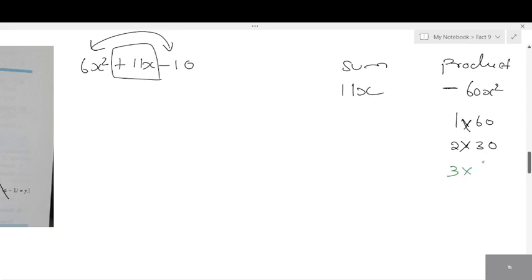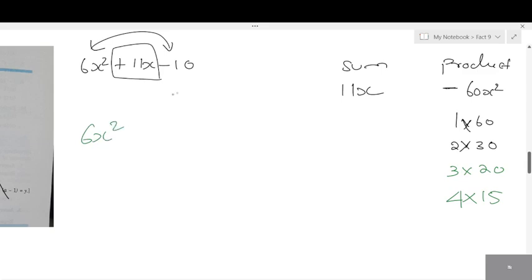Next, 3 into what gives 60? 3 into 20. What about 3 into 20? Does it give 11? No, right? No, it gives 17 and 23. Next, 4. 4 into 15. Tell me for 4 into 15. 4 into 15 gives, then take that value.